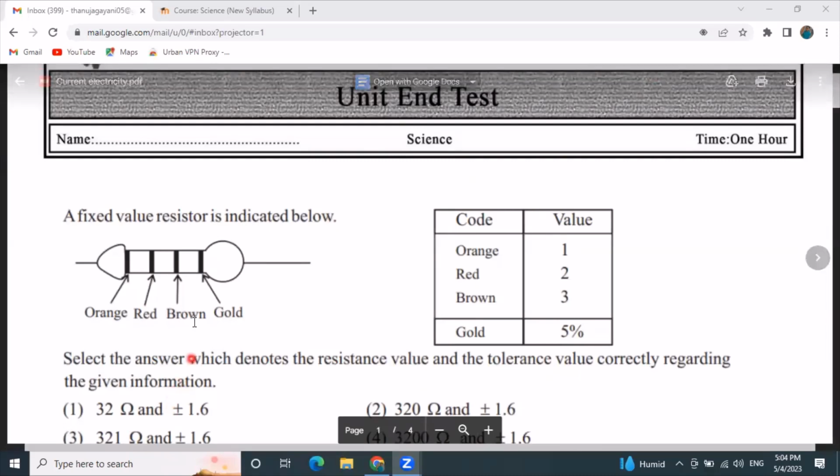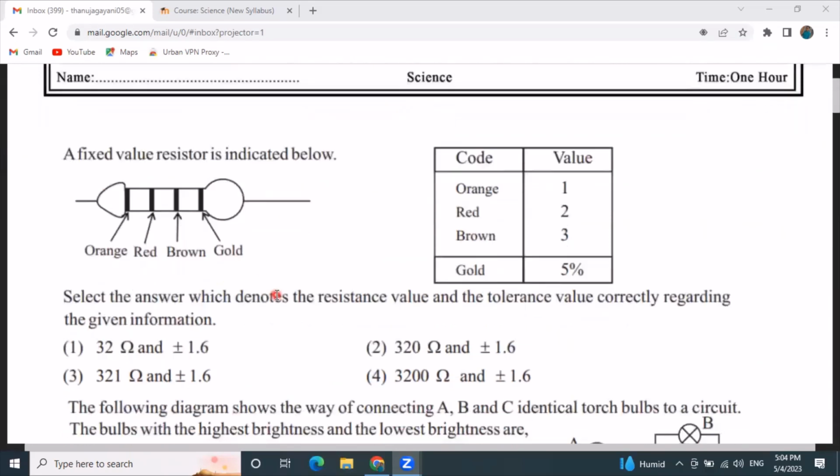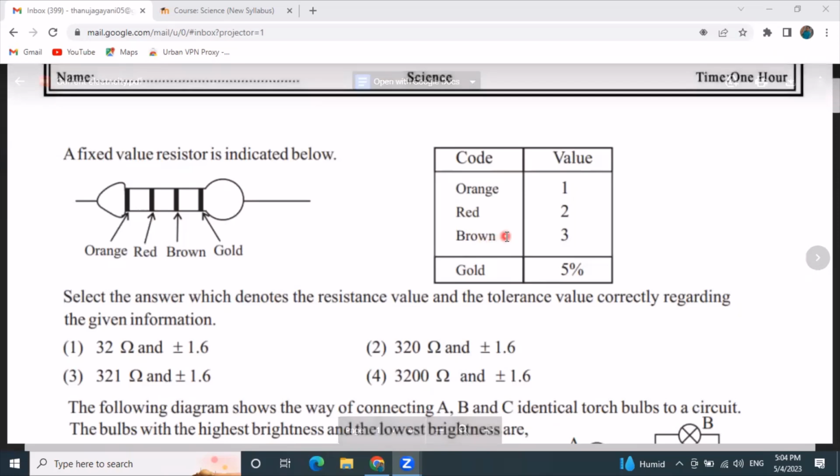Welcome friends. In this video we are going to discuss the unit 10 test paper of current electricity, grade 10. Before we start the discussion, we have to correct some errors in this paper.